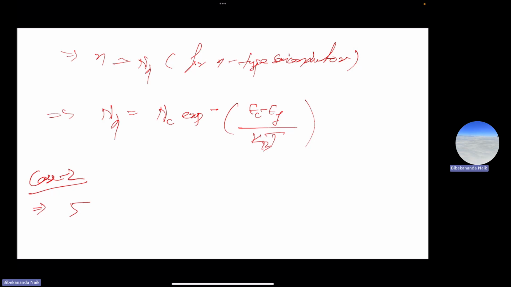So in case 2, 5 Nd equals Nc exponential minus (Ec minus Ef prime) by kBT. So the new Fermi level is Ef prime.